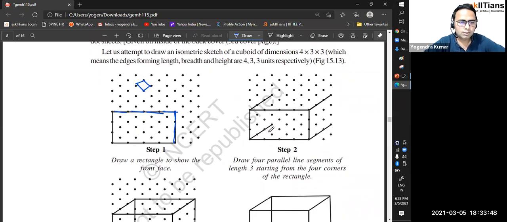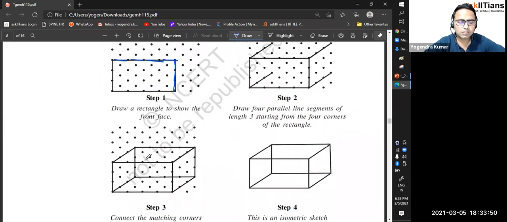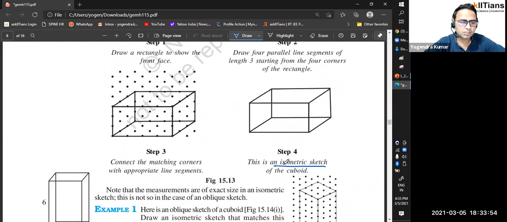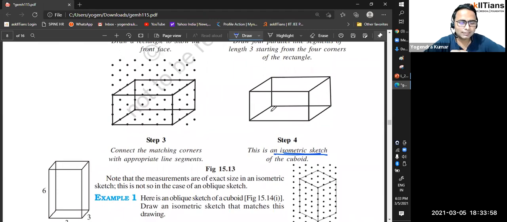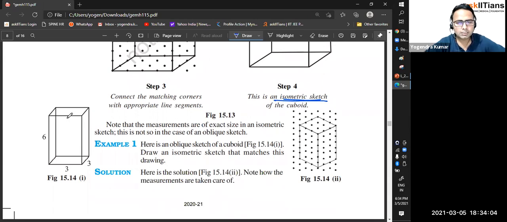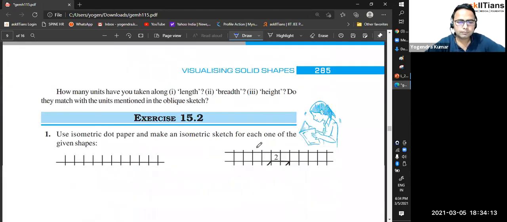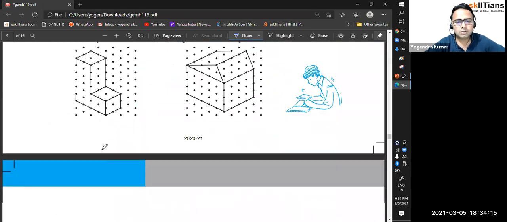Now we can join like this. So these are isometric sketches; we can give an isometric sketch like this for a cuboid. The exact dimensions and ratio will be equally maintained. In an oblique sketch, we don't give much importance to the exact length, and this is an isometric sketch. So we have seen all this last class.